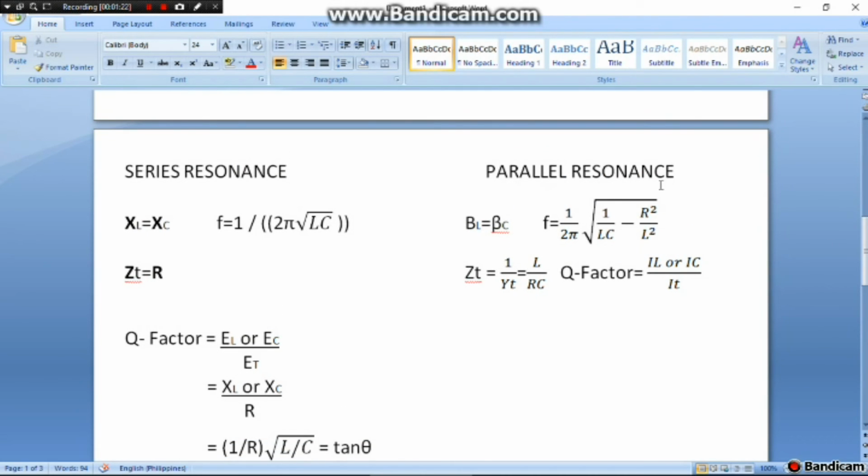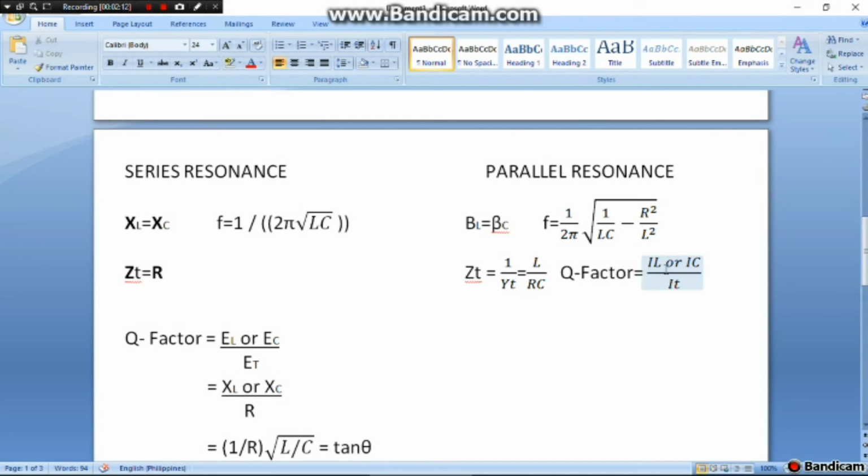So now we will go to parallel resonance. In parallel resonance, the inductive susceptance and the capacitive susceptance are equal. The resonant frequency is equal to 1 over 2 pi times the square root of 1 over LC minus R squared over L squared. The total impedance is equal to 1 over the total admittance, which is also equal to inductance over resistance times capacitance.